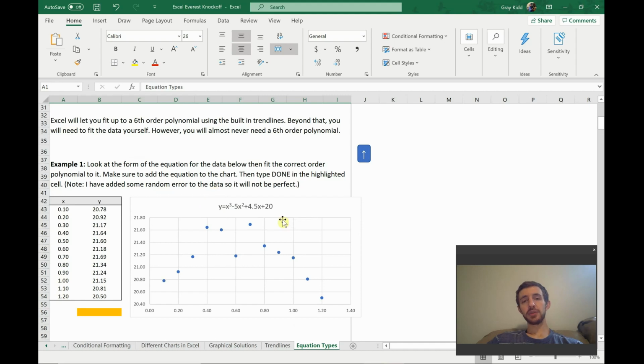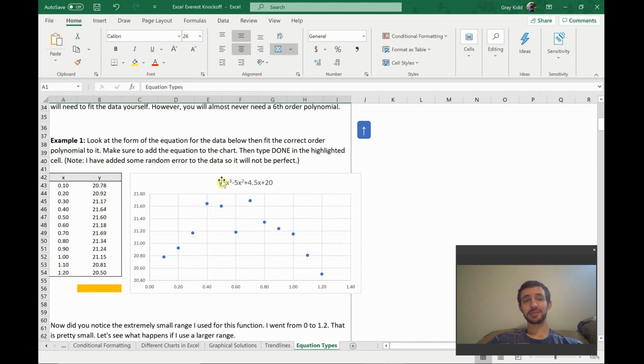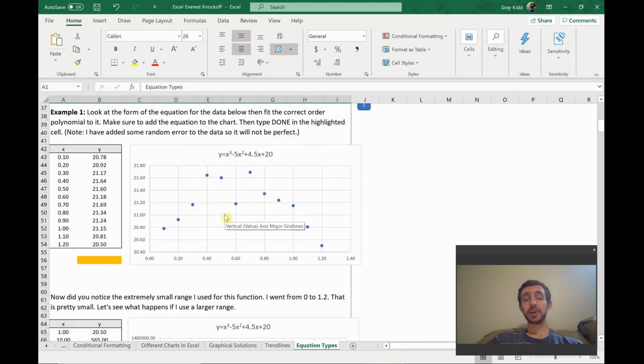Now I've told you what the form of the equation should be. I have added some random error here so that it won't fit perfectly. But let's try it out. Okay, so we are going to fit this. And once again, when we're done, we're going to type done in this little highlighted box. We can actually get that nice good for doing it.